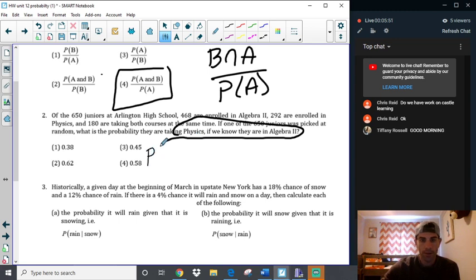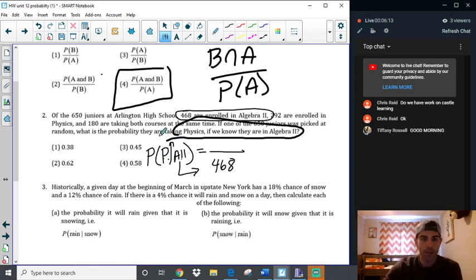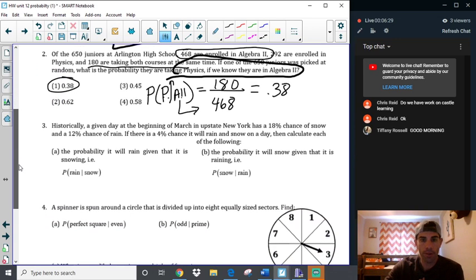So probability, they're going to be taking Physics, and we know that they're in Algebra 2. Well, take all of our students that are in Algebra 2, 468 are enrolled in Algebra 2. Then figure out how many of them are in Physics and Algebra 2. 180 are taking both courses at the same time. So that's 180 over 468, 0.38, choice 1. Okay, then we go down here, number 3.